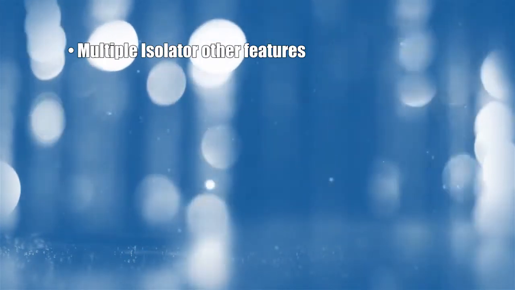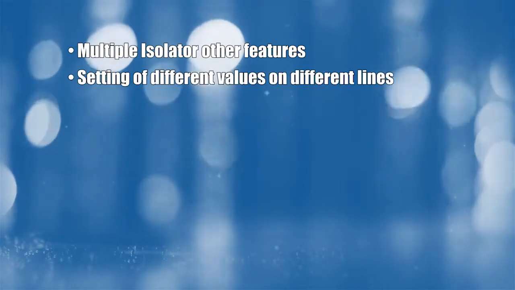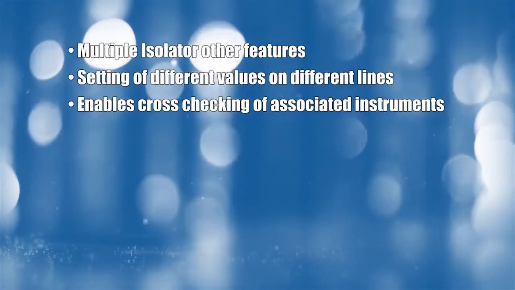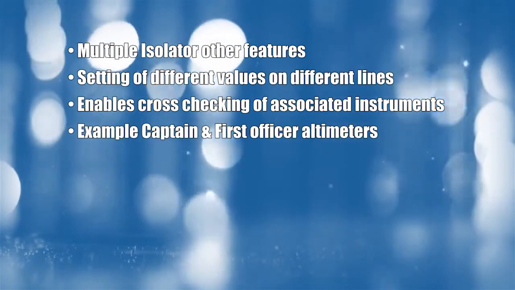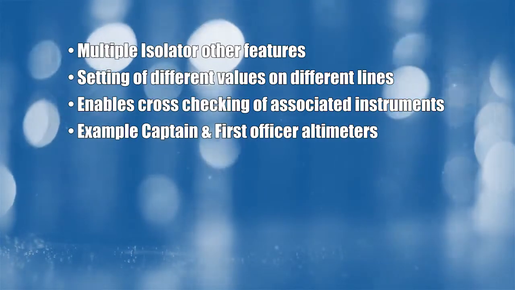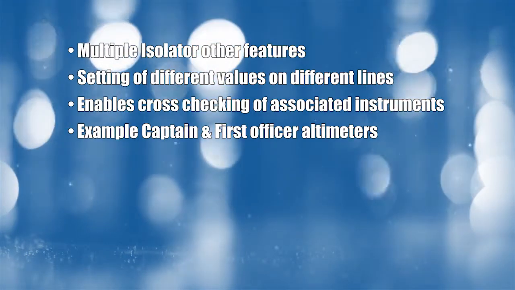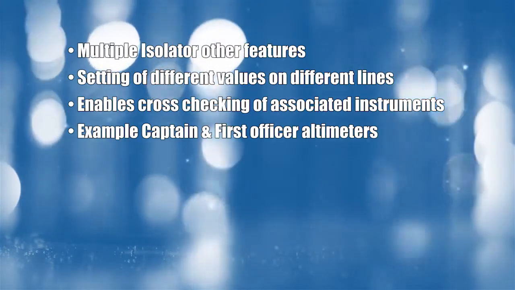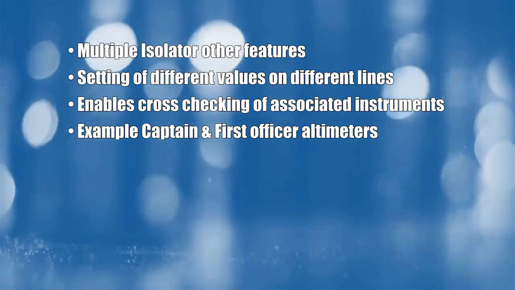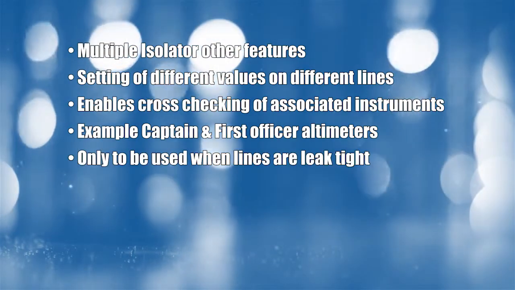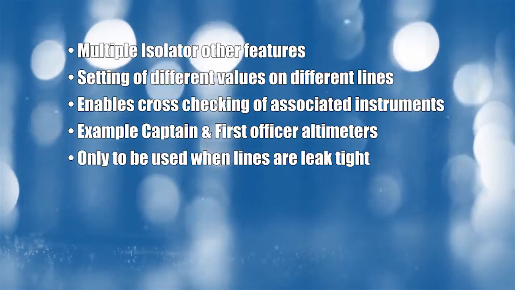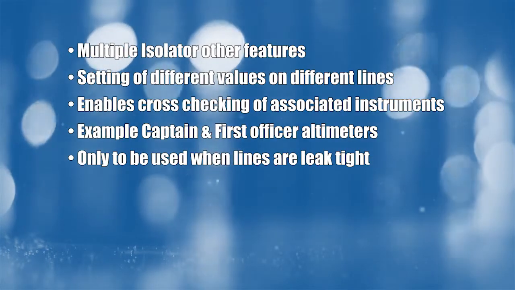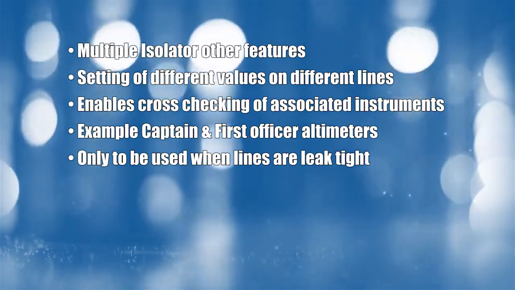Via the individual port switching, it's possible to set up different parameter values on the different lines or channels. An example of this feature would be the ability to set different altitudes on the captain and first officer flight line instruments. This would then cross-check any differences that may exist, showing therefore potential errors. This feature must, of course, only be used when the lines or the channels have been checked to ensure that there are no leaks, because once the ports have been isolated, then the locked value will not be controlled.